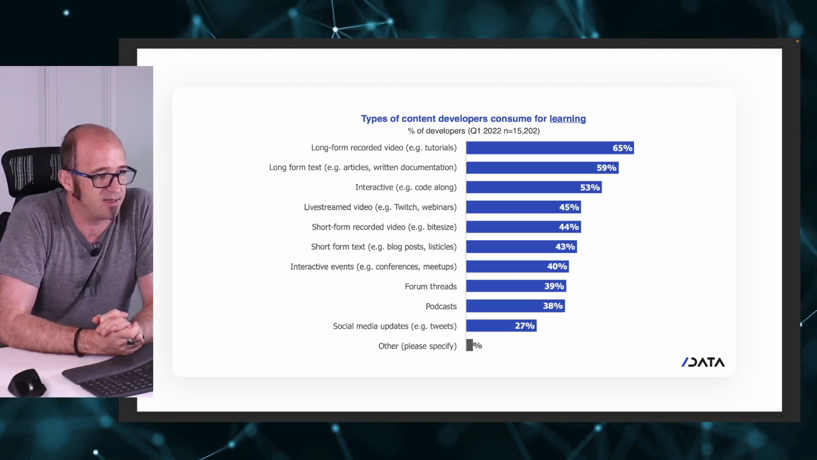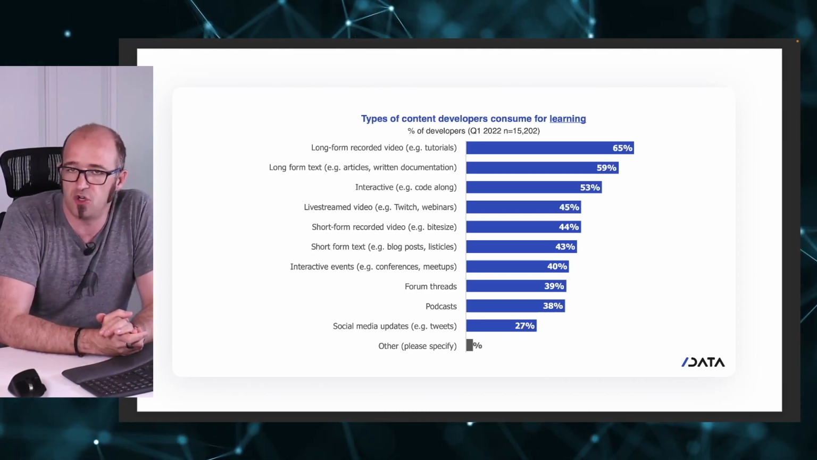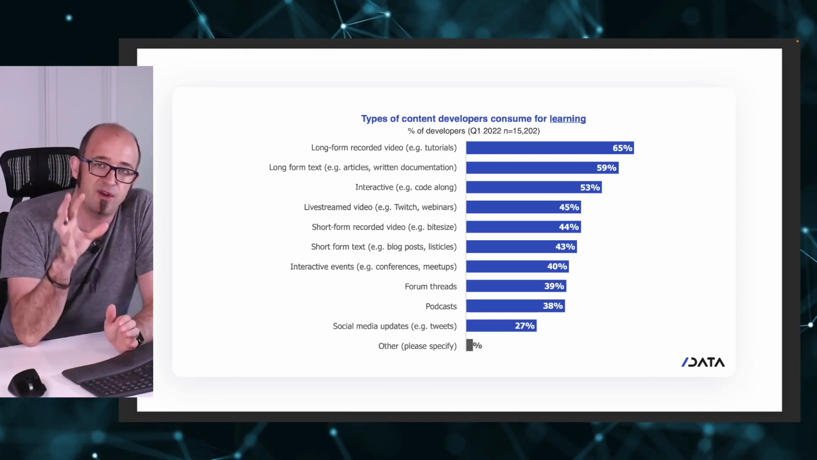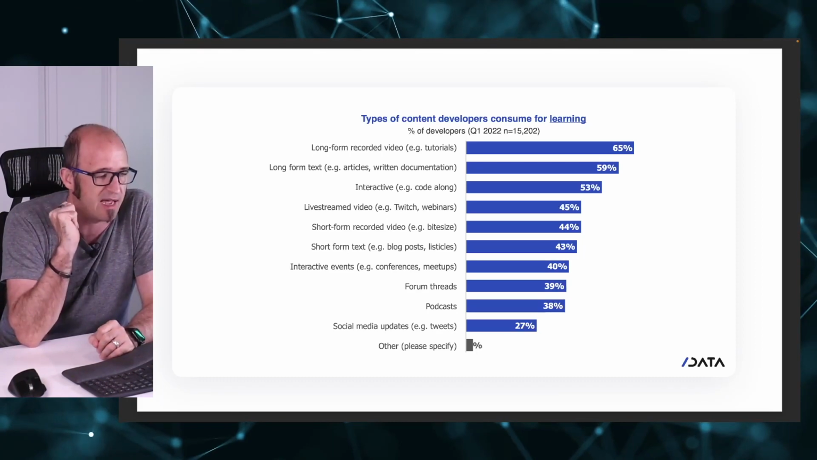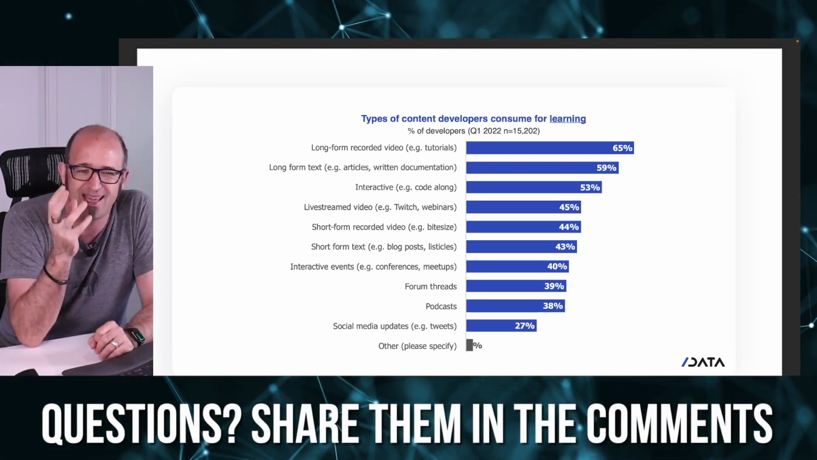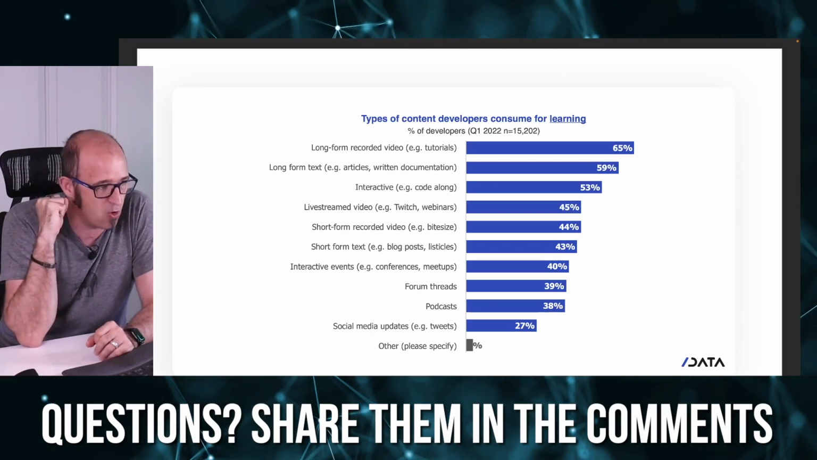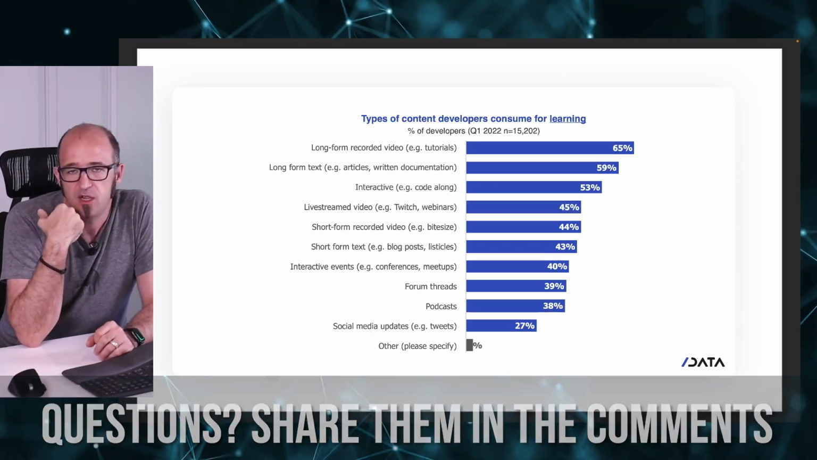Now, this slide here you can see is types of content developers consume for learning. Now, I want to be very clear, learning, this is developing new skills to use new technologies and hardware and things like that. And what's very clear when you look at this data is that long form is king. Long form is queen, okay? So the top voted result here is long form video, recorded video.